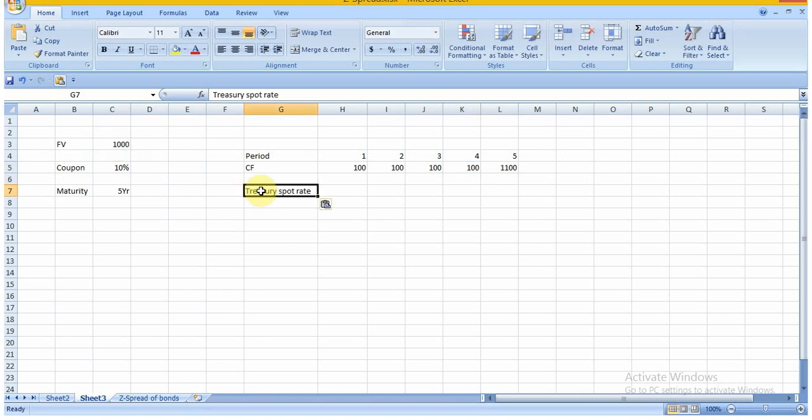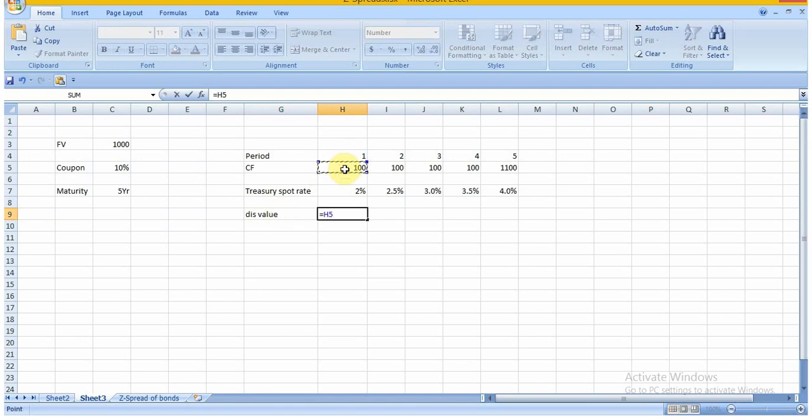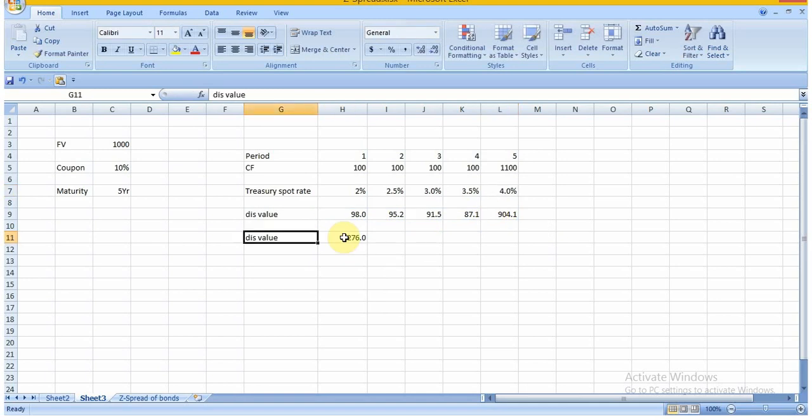Now here I will assume treasury spot rates over a period of time. Let's assume 2%, 2.5%, 3%, 3.5% and 4%. Now I can calculate the discounted value of the cash flows. So how can I calculate it? The cash flow divided by 1 plus treasury spot rate raised to the power period. I can drag this. I can calculate the total discounted value, which is nothing but the sum of the discounted cash flows. Here the discounted value of the cash flows is 1276.